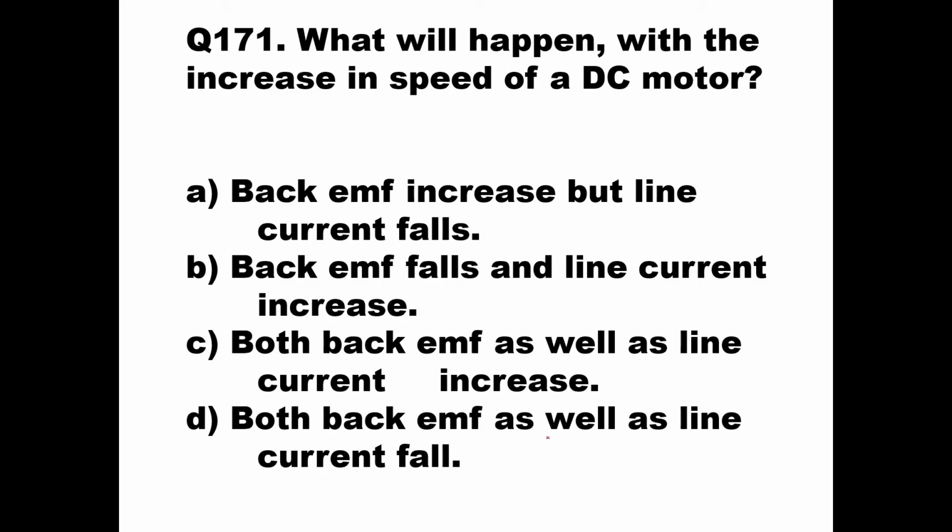Okay, so whenever the speed of a DC motor increases, its back EMF, that is the induced EMF, will increase, and the armature current, that is the line current, falls down because you have to maintain the power constant. So back EMF increases and the armature line current falls. So here option A is the right answer, that is back EMF increases but line current falls.